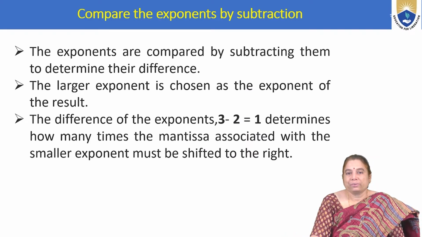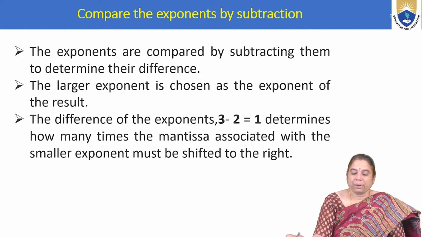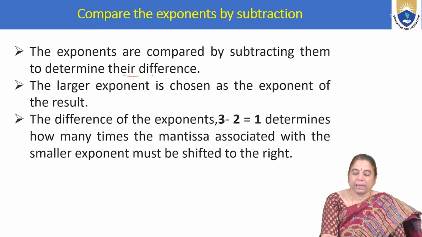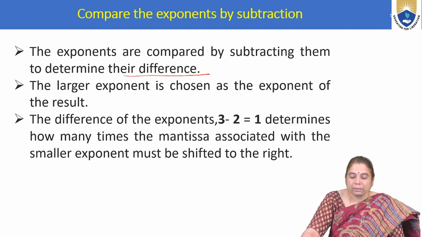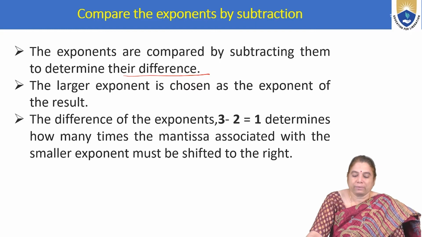So how can the first segment be implemented? The first segment is compare the exponents by subtraction. Here the exponent values are compared by subtracting them to determine their difference. With the help of subtraction, the comparison of the exponents can take place. The larger exponent is chosen as the exponent of the result.